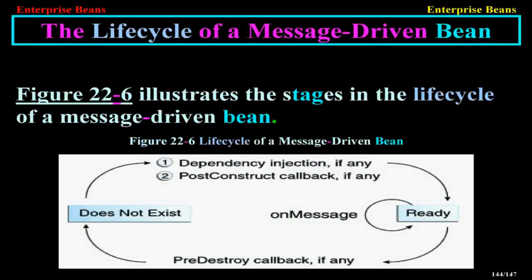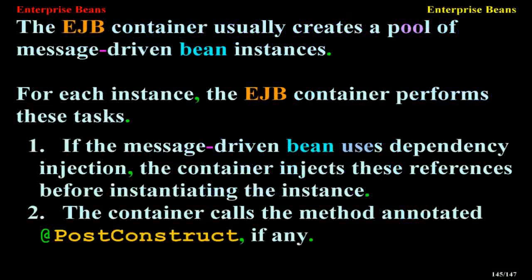The life cycle of a message-driven bean. Figure 22-6 illustrates the stages in the life cycle of a message-driven bean. Figure 22-6, life cycle of a message-driven bean. The EJB container usually creates a pool of message-driven bean instances. For each instance, the EJB container performs these tasks. If the message-driven bean uses dependency injection, the container injects these references before instantiating the instance. The container calls the method annotated PostConstruct, if any.